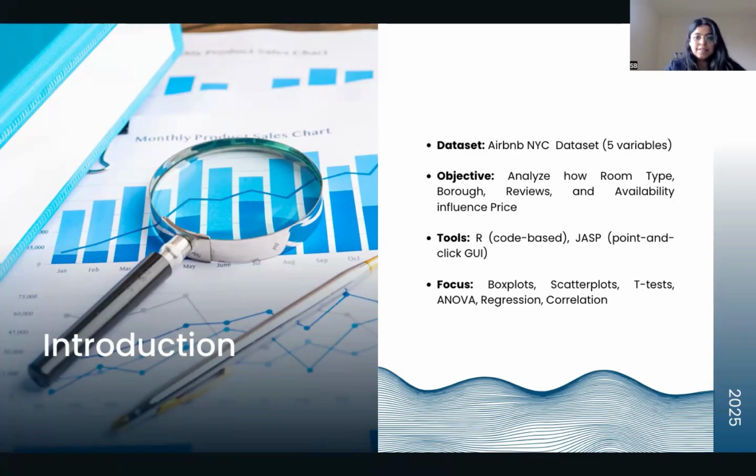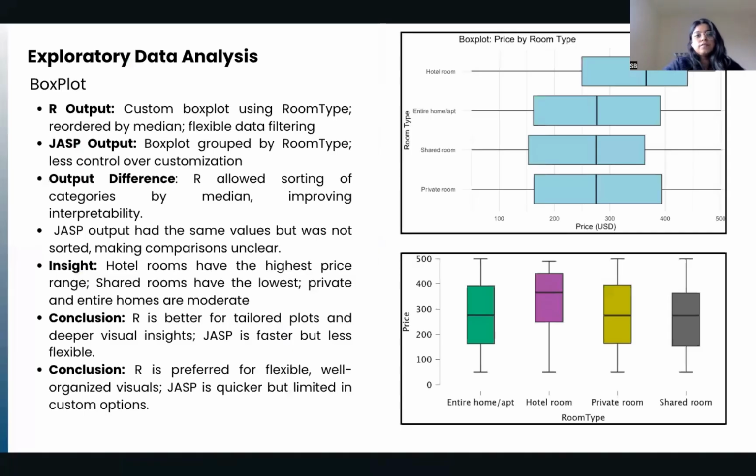different types of analysis. So moving forward with our first exploratory data analysis, here we have a box plot comparing price distribution by room type and borough. In R, I created a combined variable and sorted categories by median price, which gave me a more readable visual, whereas JASP also showed a similar distribution but lacked the sorting options.